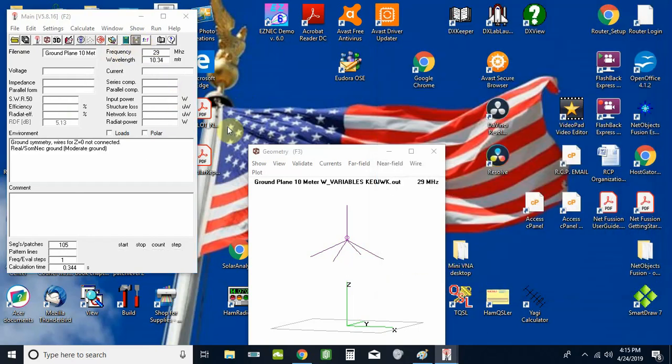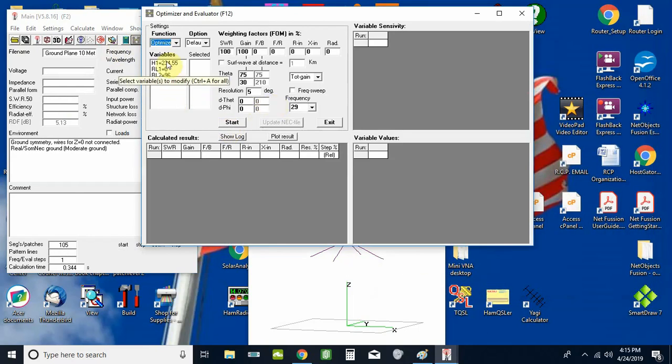So let's kick the optimizer on, and we're going to pick our height off the ground, our AGL, and our radial length. We'll just leave these the same, so they're weighted equally. Actually, let's back this SWR down to 75 here, and just see what happens with our gain as this antenna goes up a little higher off the ground, and it'll adjust the length of those radials also. Let's set this angle at 85 is what we're shooting for, a real nice low angle of radiation.